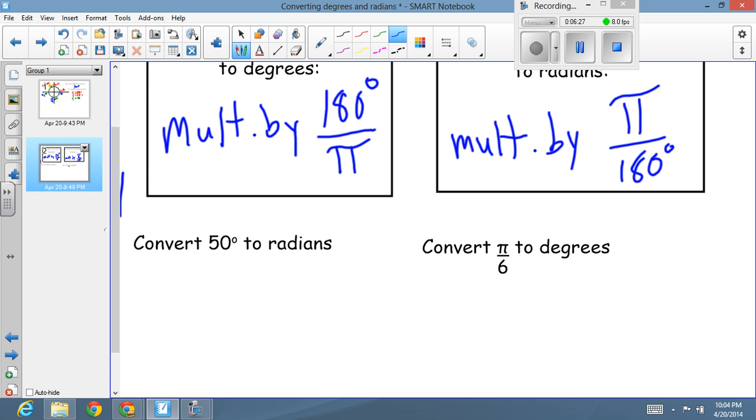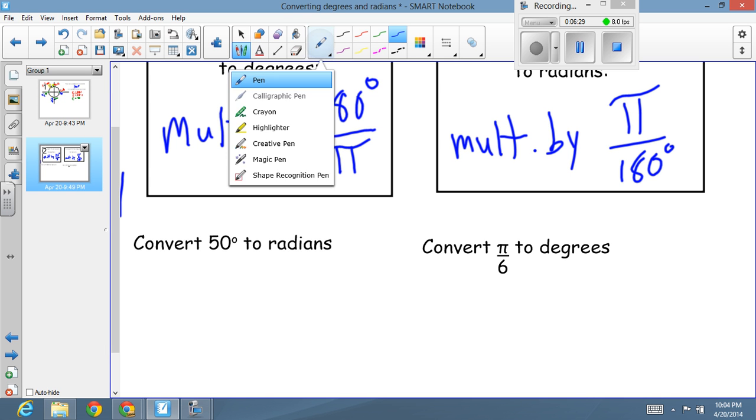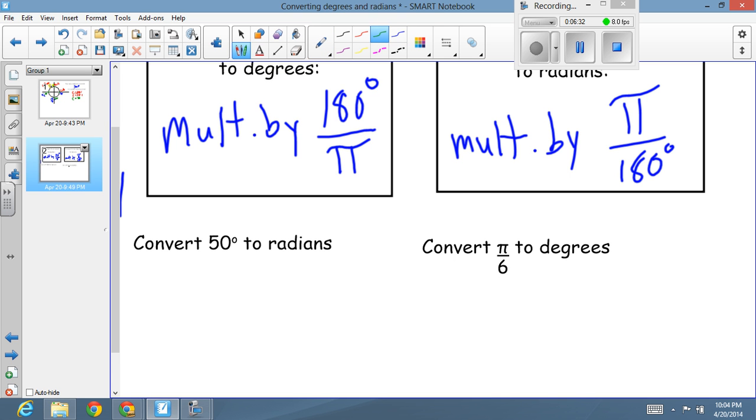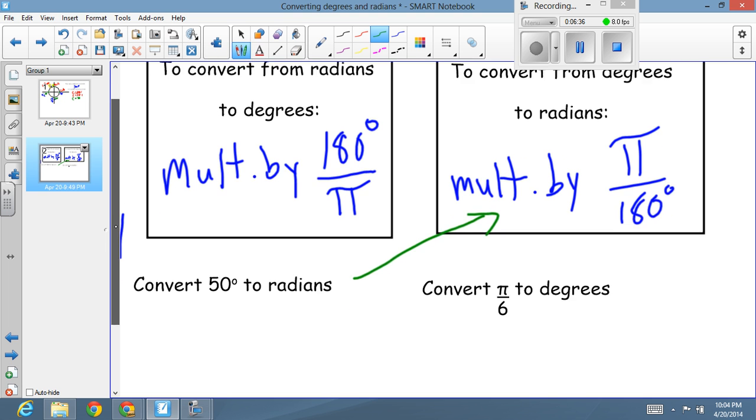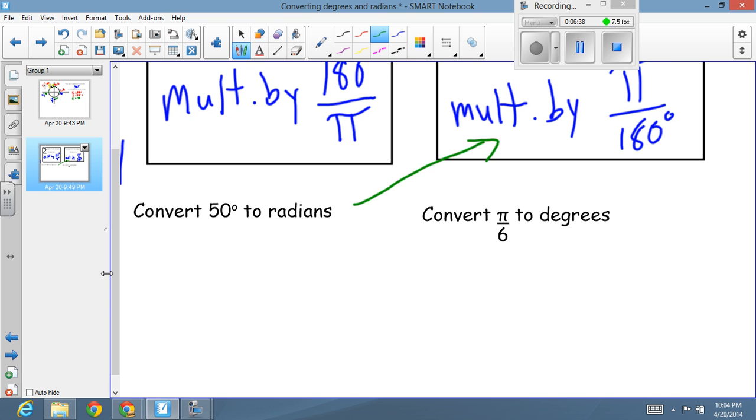Okay, I'm going from degrees to radians. So in that case, I'm going to use this over here. If I'm going from degrees to radians, I'm going to multiply by pi over 180. So I'm going to have 50 degrees times pi over 180 degrees.